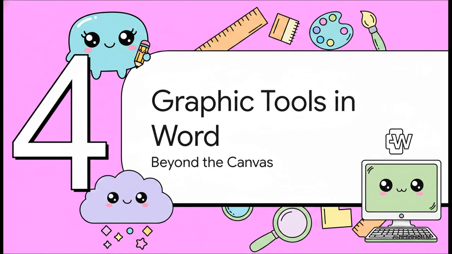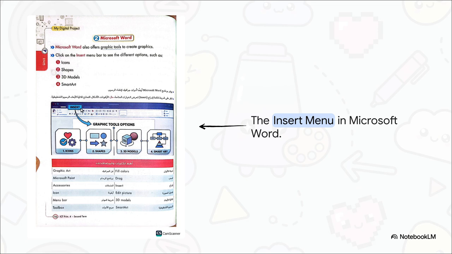All right, Section 4, Graphic Tools in Word, Beyond the Basic Canvas. Now, most people probably view Microsoft Word as just a digital typewriter for hammering out essays or reports. But the Insert menu is actually a hidden gateway. Clicking on it reveals an entire ribbon of graphic capabilities, proving that, hey, you don't always need a dedicated fancy art program to create visually dynamic, interesting documents.